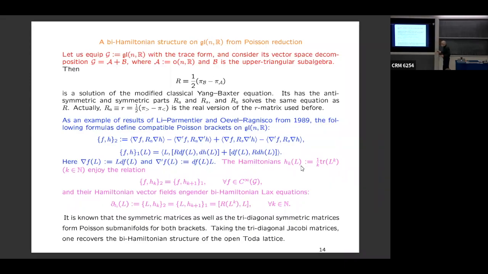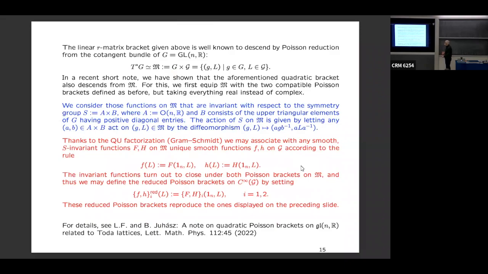And what is my contribution, or our contribution with my student, is that this also comes from Poisson reduction. For the first Poisson bracket, the linear R bracket, it comes from reduction, this is Semenov-Tian-Shansky, all these are known. But for the second one, this apparently appears to be new. So I take the same kind of phase space as before, but now G is GL(n,R), not GL(n,C).